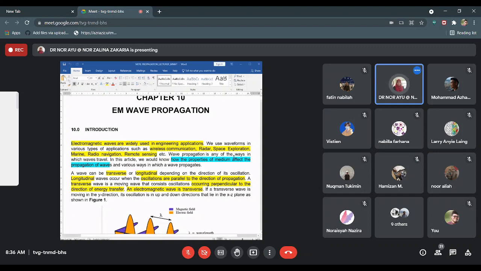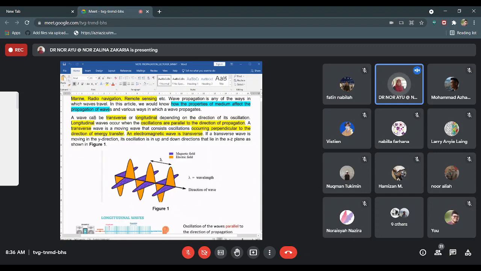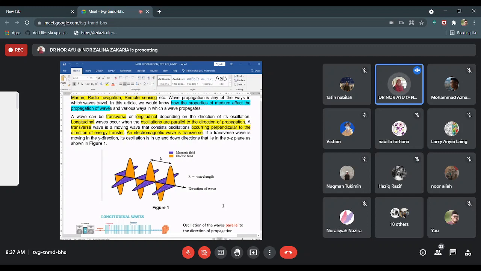Alright, so a wave can be transverse or longitudinal, depending on the direction. So it can be either transverse or longitudinal. The difference between these two is that the longitudinal wave is the oscillation of the wave, or how the wave travels, parallel to the direction of propagation. The example is like a sound wave. Okay, so you can see here.